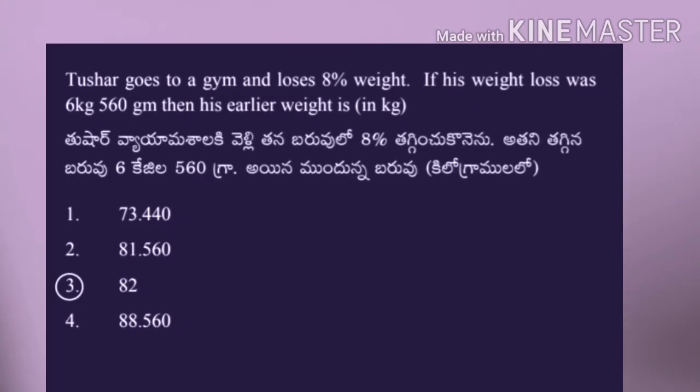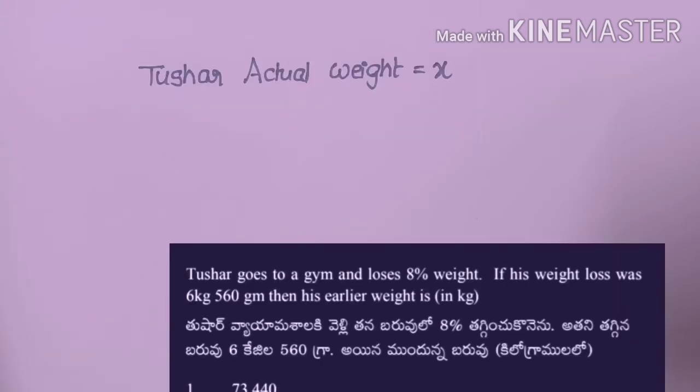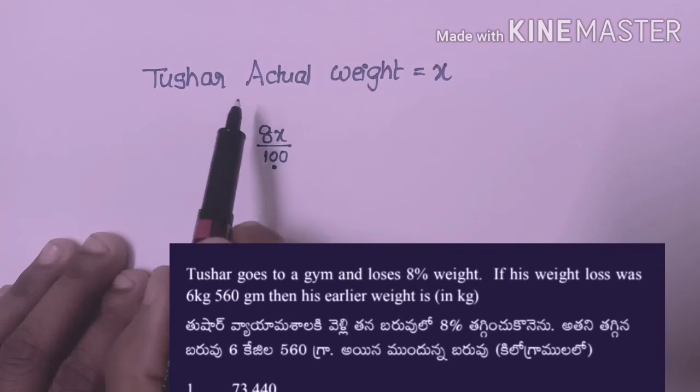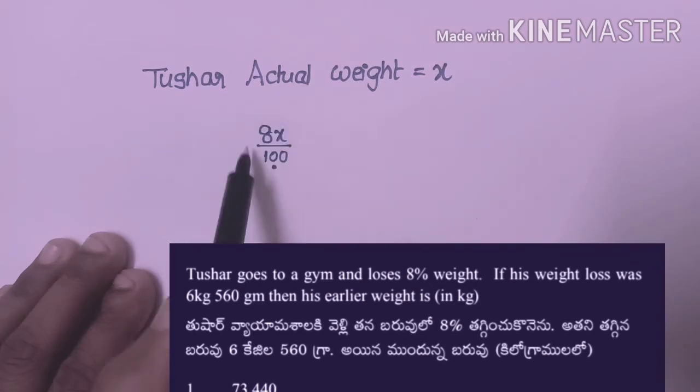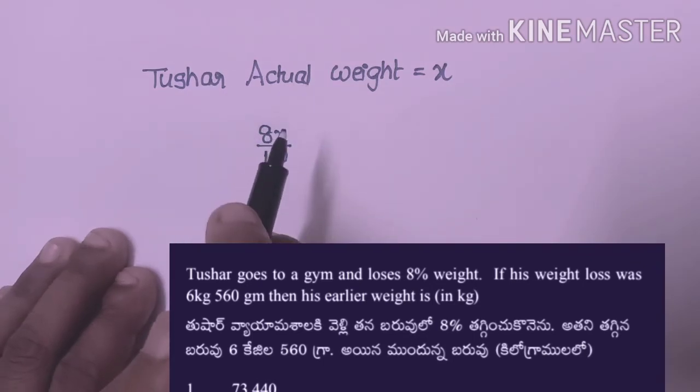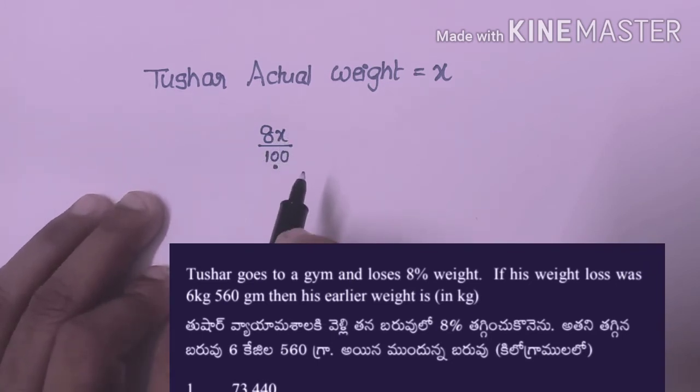Next problem. Tushar goes to a gym and loses 8% weight. If his weight loss was 6 kgs 560 grams, then his earlier weight is equal to how many kgs? The options are 73.440, 81.560, 82, and the last option is 88.560. So, given that Tushar goes to a gym and loses 8% of his weight, first we take the actual weight of Tushar as x. He loses 8% of his weight, that is 8x by 100, and his weight loss was 6 kgs 560 grams.